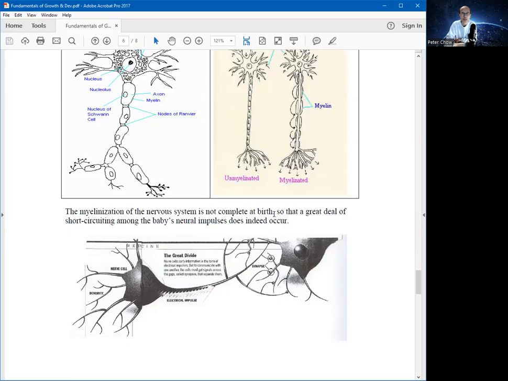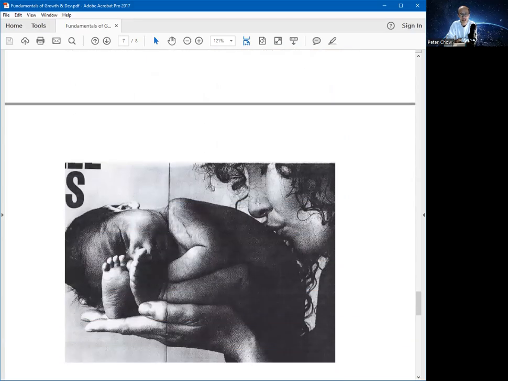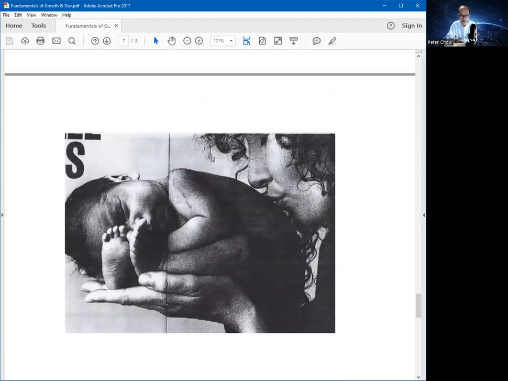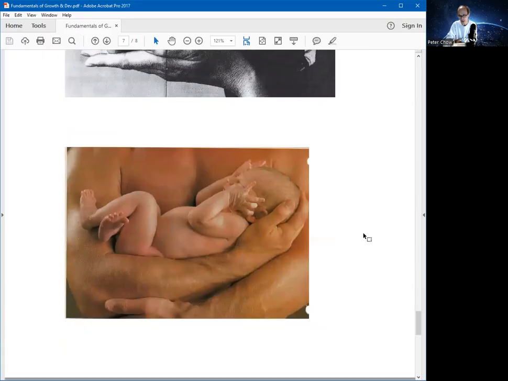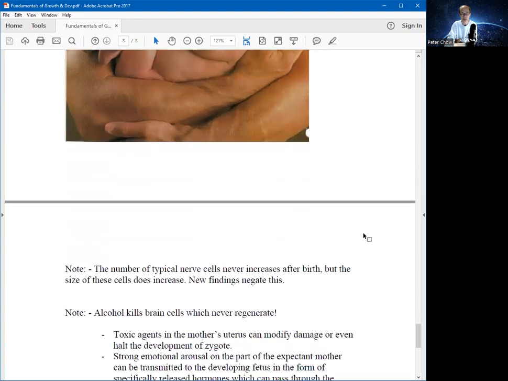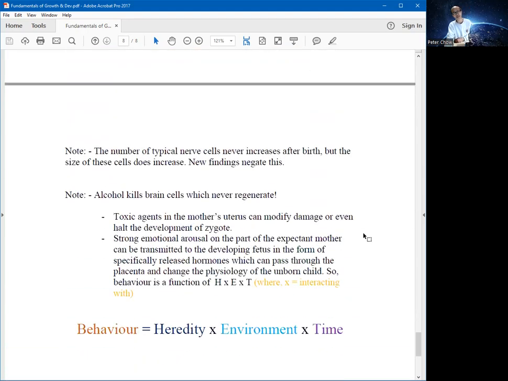All right, so you see here, now look at the beautiful diagram. That is when the baby, a newborn, is in the hands of the mother. Beautiful, isn't it? Held beautifully by the father. Okay, now take a look here.